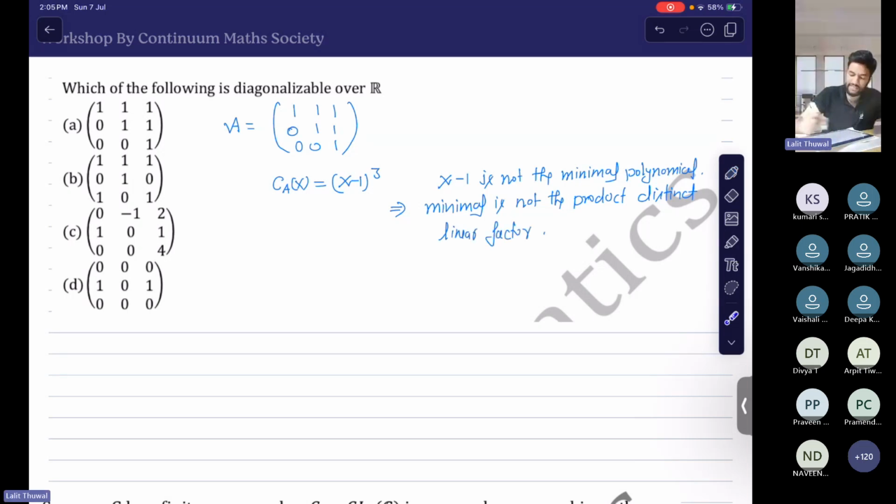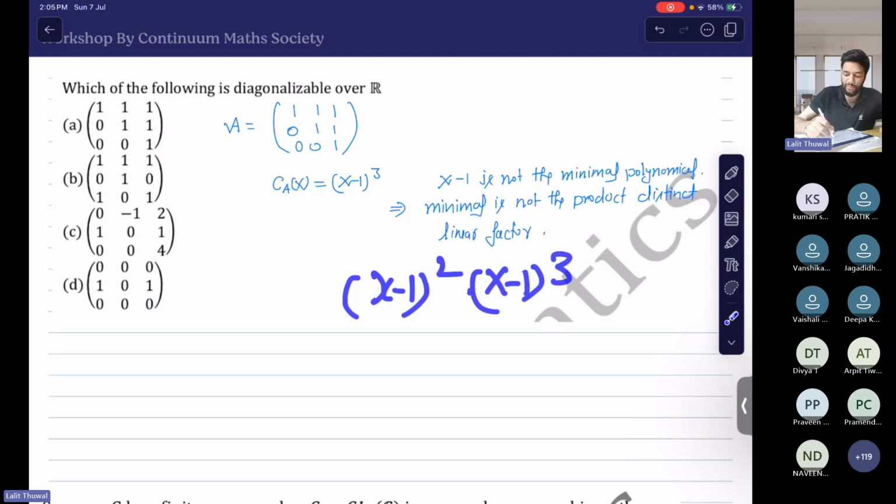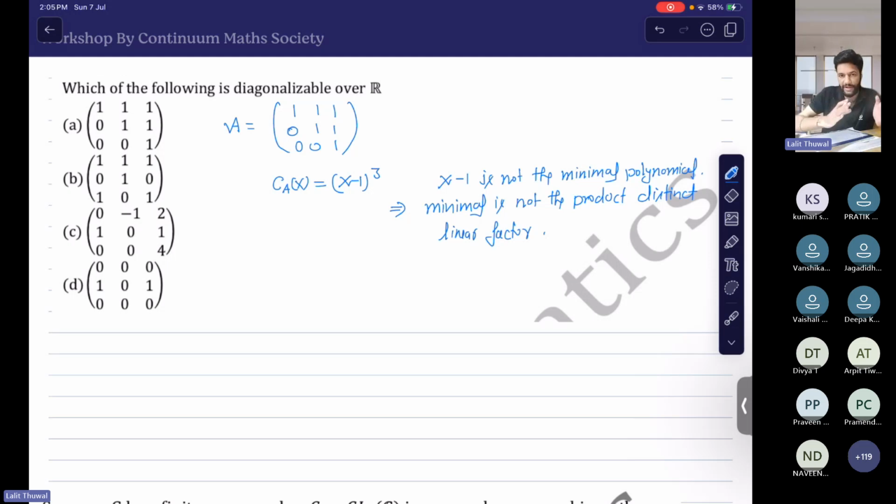The minimal polynomial is either (x minus 1) to the power 2 or (x minus 1) to the power 3, whatever it may be. We don't care, because we know that the minimal polynomial is not a product of distinct linear factors, so the matrix is not diagonalizable. A matrix is diagonalizable over a field F, provided that the eigenvalues are there, if and only if the minimal polynomial splits into distinct linear factors. So the first one is not.